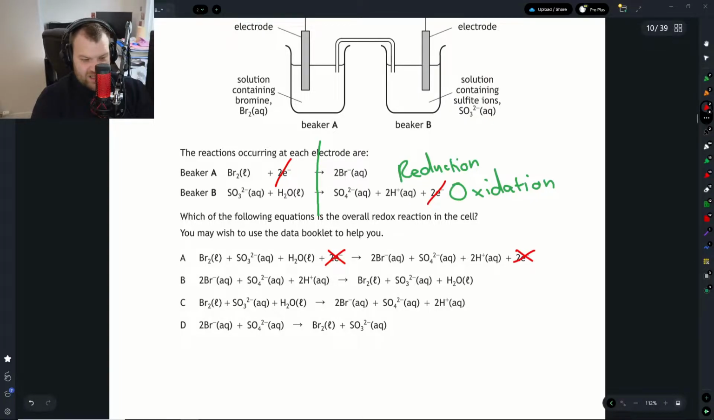That means that A cannot be correct. Any other ones like that? No. Next, we want the bromine Br2 on the left. This has it the other way around. So B is ruled out.